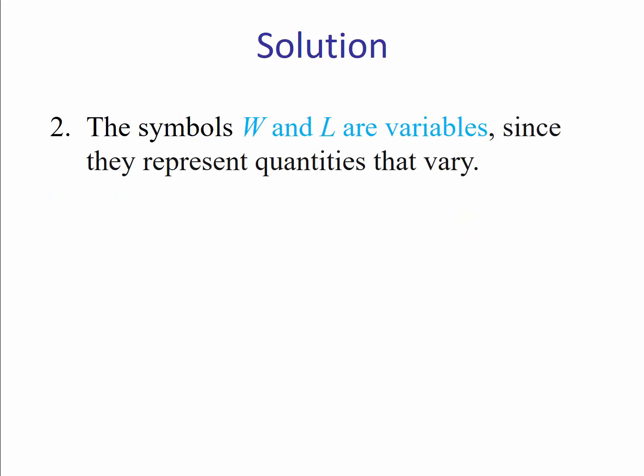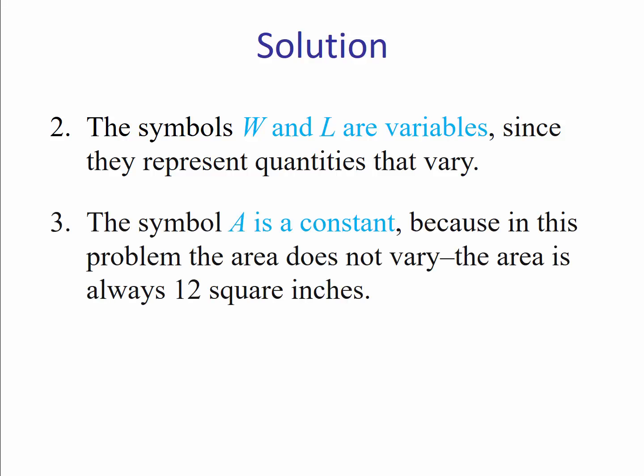Number 2, the symbols W and L are variables because they represent quantities that can vary. For W, we saw 1, 2, and 3. The values of L varied from 12, to 6 in the second example, and 4 in the last example. So L and W are variables. Number 3, the symbol A is a constant. This is because the area stayed the same, 12 square inches for all 3 examples.